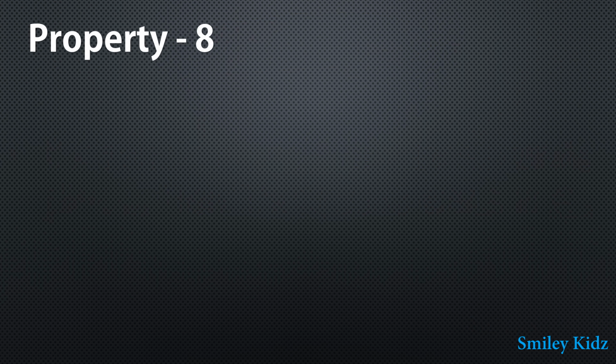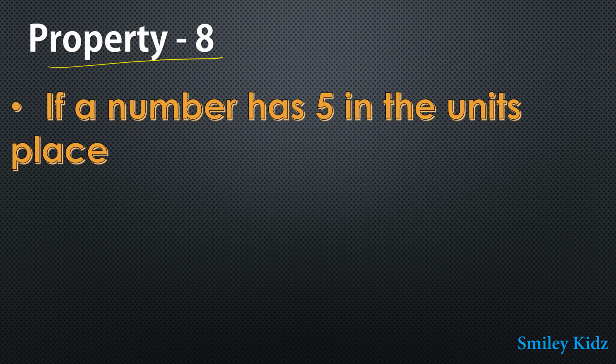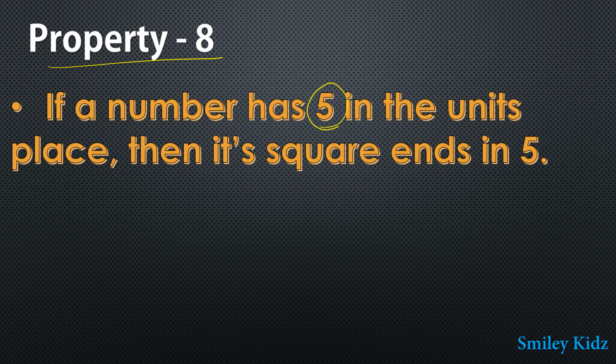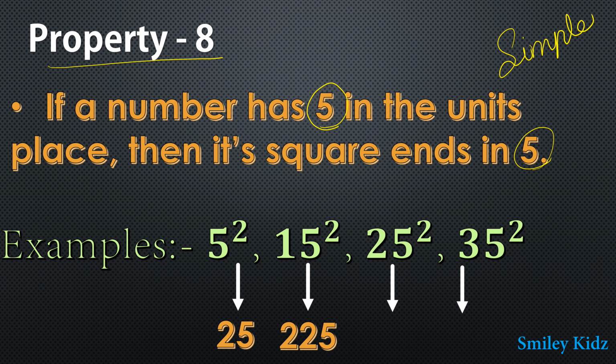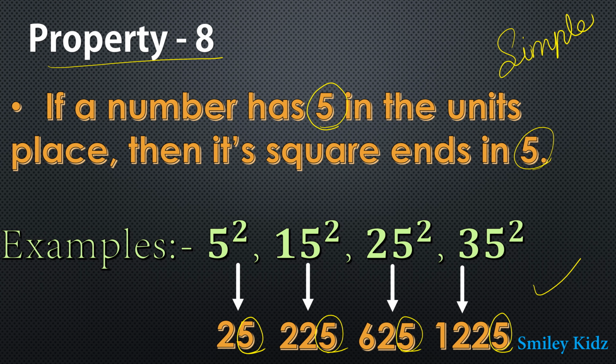Now let's move to the last property, property number 8. If a number has 5 in the units place, then its square ends in 5. Very simple property, right? Let's see a few examples. 5 square, 15 square, 25 square, 35 square. 5 square is 25, 15 square is 225, 25 square is 625 and 35 square is 1225. Observe the units place. It is 5. Correct.